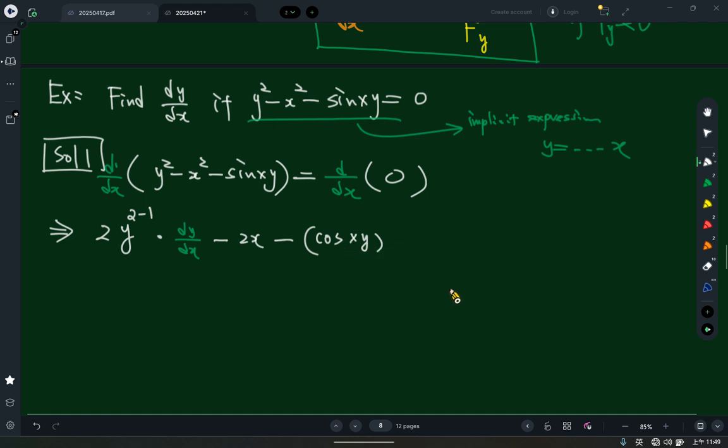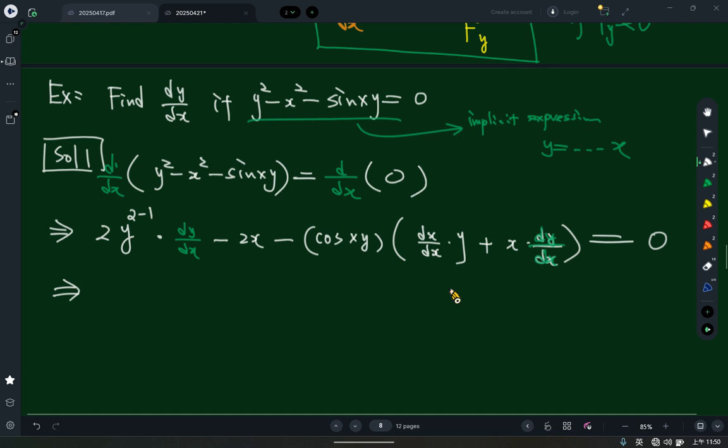Then times: differentiate x first, but keep y. Then for the second term, keep x, but differentiate y. So the second term we have this form. Then the right hand side is 0. So that's the method. We put the terms with dy over dx together and then put them on the left hand side.